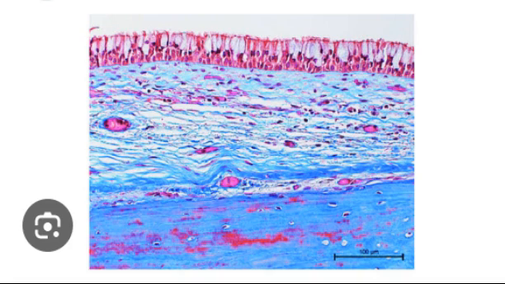1. Location. Found within the nasal cavity and extends into the paranasal sinuses. Lines the walls of the nasal passages and covers the surfaces of the sinuses. 2. Mucus secretions. Secretes mucus, which helps to moisturize and humidify the air entering the nasal passages. The mucus also traps dust, debris, and microorganisms, preventing them from entering the respiratory system.